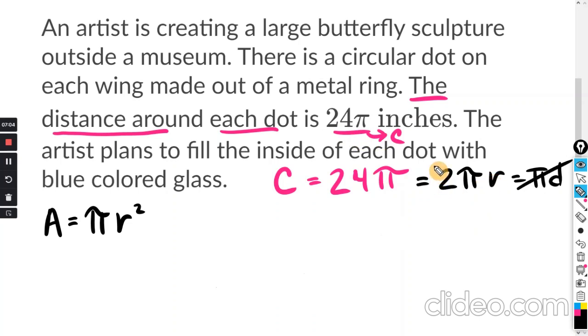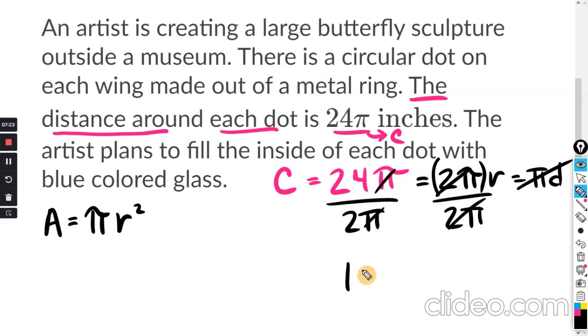r is multiplied by 2 times pi. The opposite of times 2 pi is divided by 2 pi. So I'm just going to do that to both sides of the equation. 2 pi divided by 2 pi cancels. Over here, pi divided by pi cancels, and 24 over 2 is just 12. So that equals r.